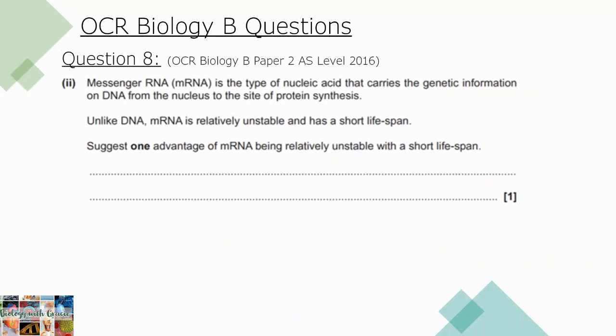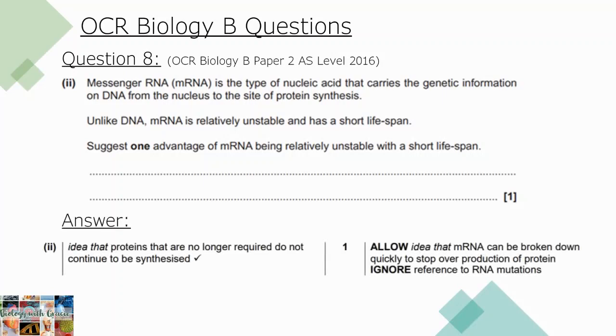Question 8. Messenger RNA, mRNA, is the type of nucleic acid that carries the genetic information on DNA from the nucleus to the site of protein synthesis. Unlike DNA, mRNA is relatively unstable and has a short lifespan. So just one advantage of mRNA being relatively unstable with a short lifespan. We can say that this is an advantage because proteins are not always needed to be produced constantly. So therefore, mRNA doesn't need to be synthesized, so nothing is wasted, basically, as you can see from the answer there.